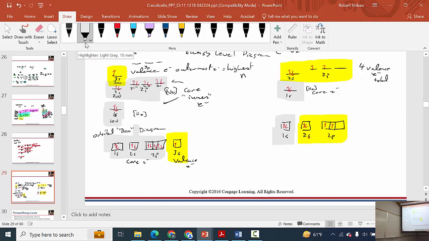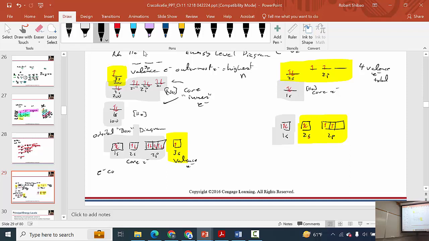The valence electrons are all the ones that are in the last shell, except it gets a little bit tricky. I'll show you why in just a minute.